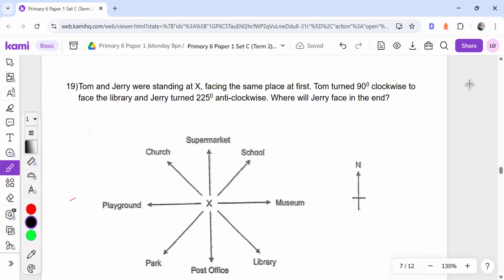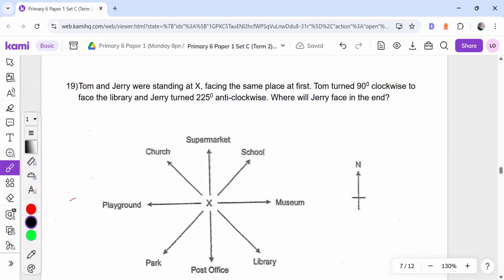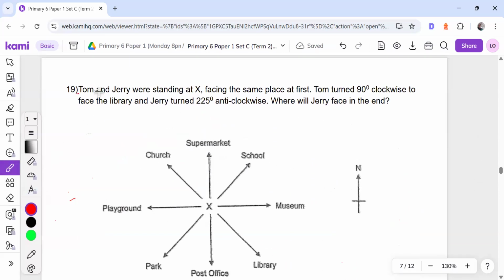Question 19, the answer is post office. Okay, how do you get post office? Now, Tom and Jerry were standing at X. Okay, it means they're in the middle lah. They're in the middle here, facing the same place at first. Tom turned 90 degrees clockwise to face the library. And then Jerry turned 225 degrees anti-clockwise. Where will Jerry face in the end? You're confused because there are two persons, right? Two persons, so you don't know how to start. Now, you just look at Tom.